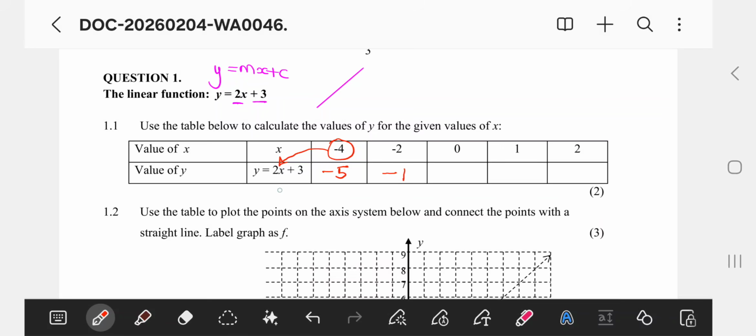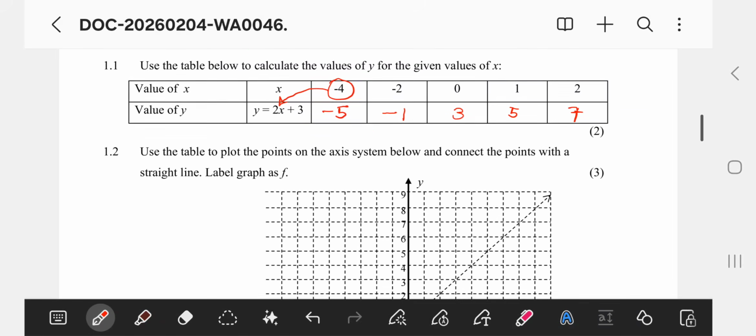We're now going to substitute 0. So that gives us 3 because 2 times 0 is 0. 0 plus 3 is 3. Now substituting 1, 2 times 1 is 2, plus 3, that is a positive 5, and 2 times 2 is 4, plus 3, that is a positive 7. So these values will form our coordinates, okay?